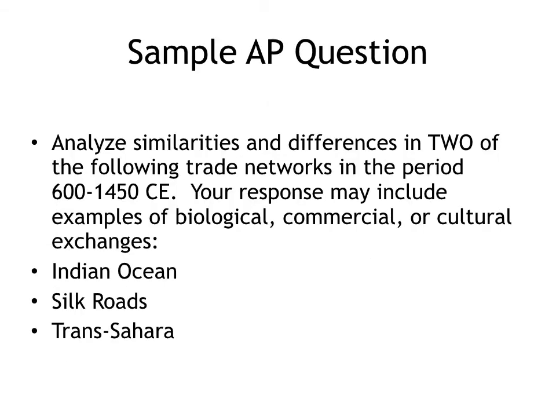So after all that, here's a sample question for you. Again, these are really typical questions to have on the AP test. And it says, analyze similarities and differences in two of the following trade networks in the period 600 to 1450 CE. Your response may include examples of biological, commercial, or cultural exchanges, and then you get to choose two of these, either the Indian Ocean Network, the Silk Roads, or the Trans-Saharan Network.